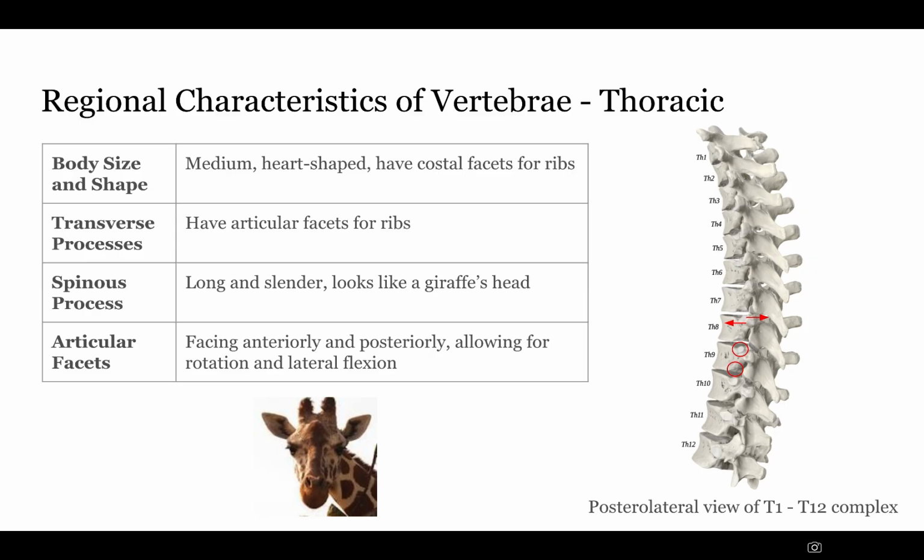The spinous processes of the thoracic vertebrae are long and slender, and they look like a giraffe's head. Finally, the articular facets face anteriorly and posteriorly, as indicated by the red arrows in the image on the right, and this allows for rotation and lateral flexion in the thoracic region.